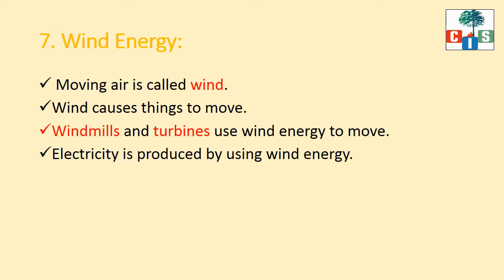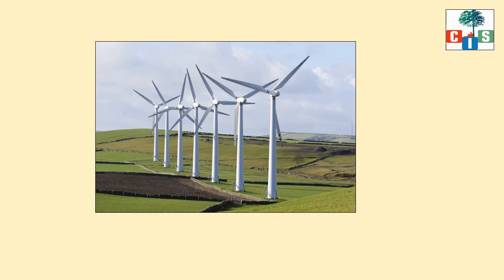The seventh form of energy is the wind energy. Scholars, what is wind? Moving air is called wind. Now, wind causes things to move. Fine. So, windmills and turbines use this wind energy to move. Yes, scholars. Actually, by using these windmills and turbines, electricity is produced. When windmills rotate, they also move the turbines which are connected to them and thus generate electricity. So nowadays people are using this wind energy to produce electricity. Yes. Here you can see the picture of the windmills.